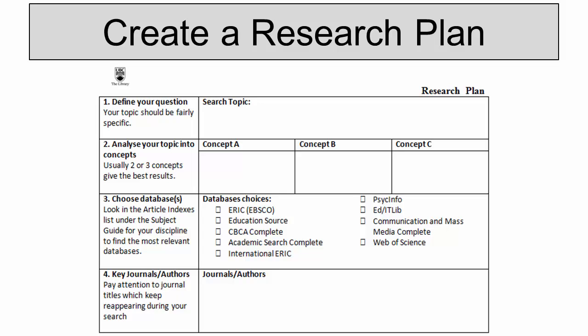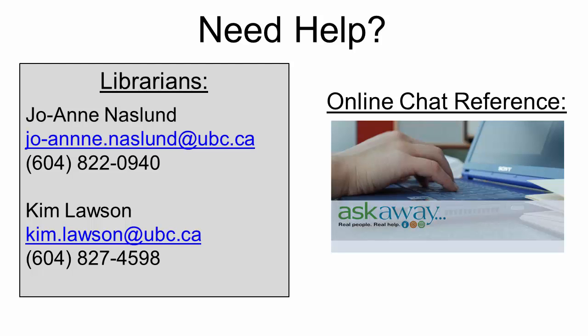Now that you have search terms, create a research plan. You want to clearly define your question, come up with multiple search terms, choose appropriate databases, and then start finding articles and journals. If you need additional assistance identifying research terms, please feel free to contact a UBC librarian. Additionally, you can contact the online reference service Askaway.